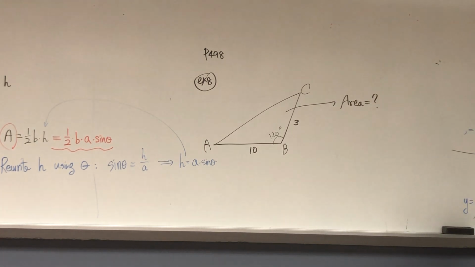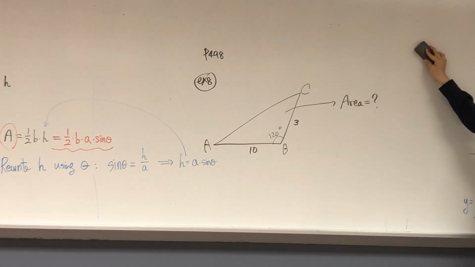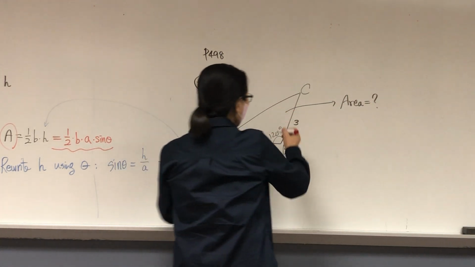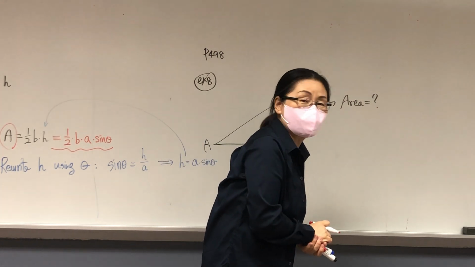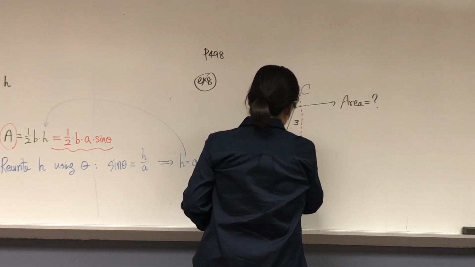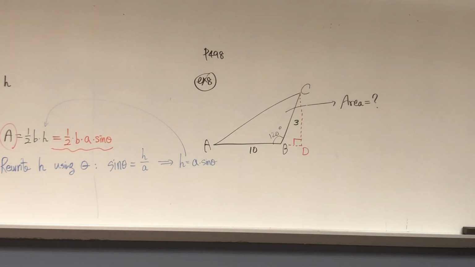Is it 15? Well, base times height? No. Do you know the height? This is a 120 degree angle, not a right angle. What do you need? You have to find the height first, right? How do you make a height? The angle is here, so you cannot break it down like this. That's not a good idea. You understand what I mean? So my height wants to be like this. Let's say this is D.